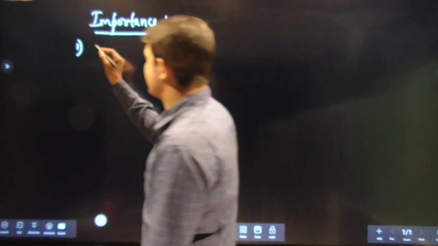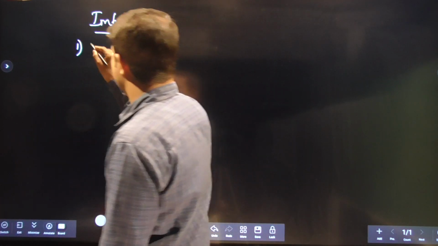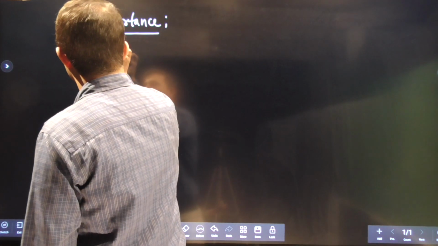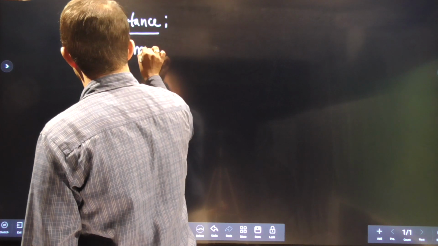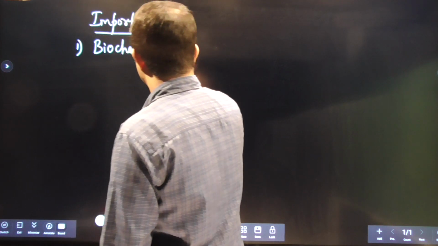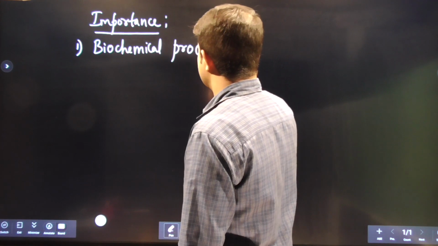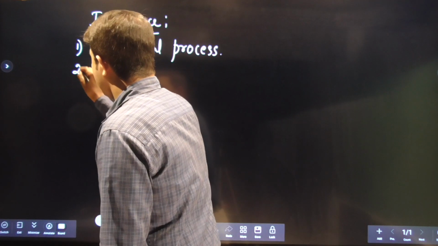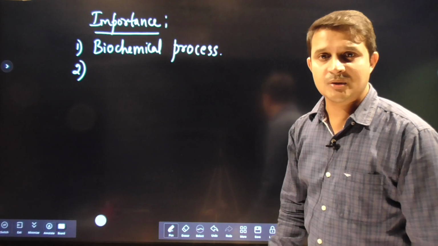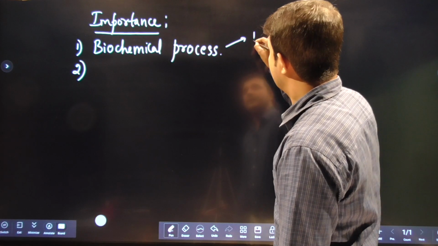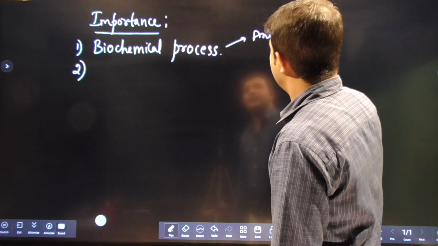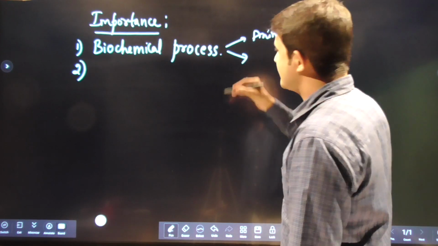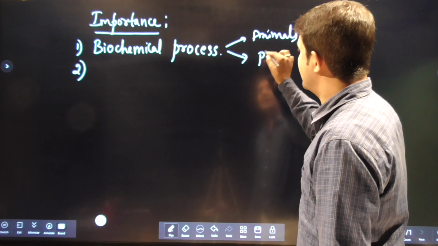So first one, importance in biochemical processes. Okay, these biochemical processes may be in animals, and they are also taking place in plants.